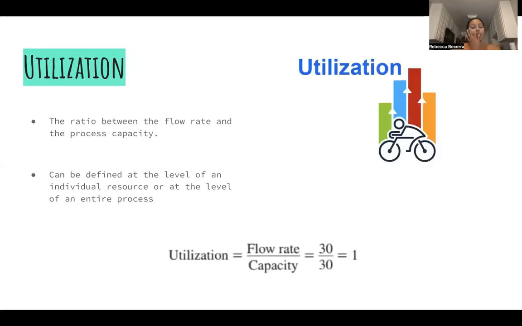So next, we are moving on to utilization. So what we're going to do is define utilization. Utilization of a process is the ratio between the flow rate and process capacity. Flow rate, if we want to go into more depth, is how fast the process is currently operating. And process capacity is how fast the process could be operating if there was sufficient demand. So the utilization is just going to be the flow rate divided by that process capacity.